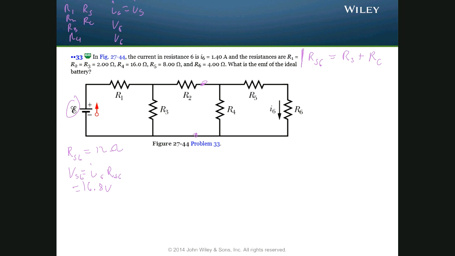We want to notice that if I look at, I'm going to redraw the equivalent part of the terminals I've drawn here. What we can see is that R4 is in parallel with R56, right? And so what we can do there is we will note that because they're in parallel, the V's are the same, right? So we know that V4 equals V56, right? Because those are in parallel.